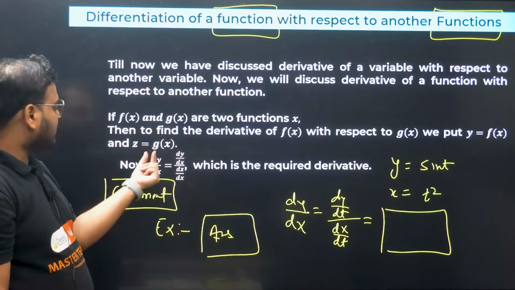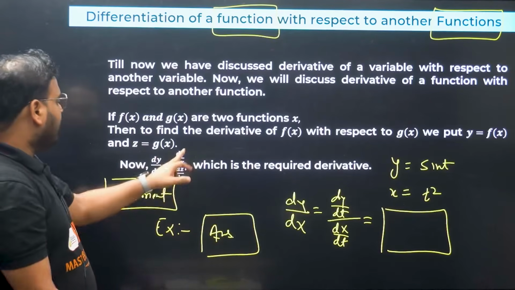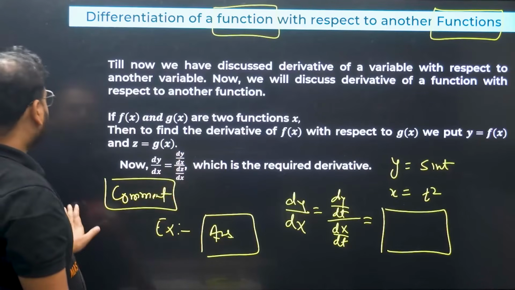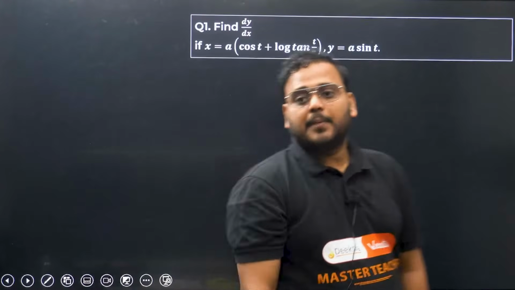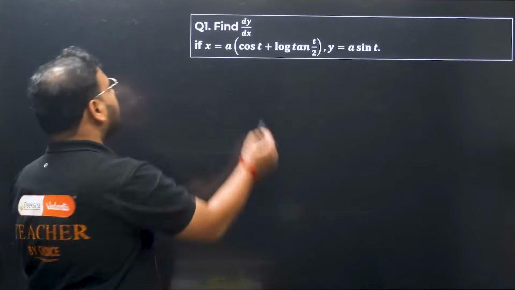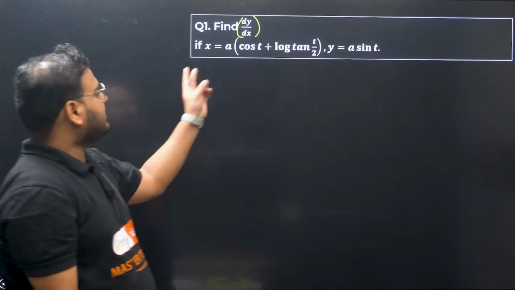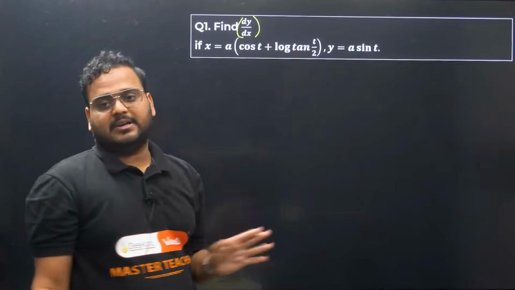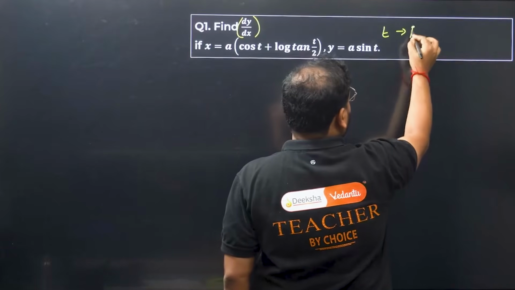So same approach, dy by dx equals dy by dx upon dz by dx, where y and z are different functions. All right, let's move on. Now we're going to solve the first question based upon this parametric form. Basically, what are they asking? Find the derivative where x and y are given in terms of the parameter t. T is our parameter here, right?